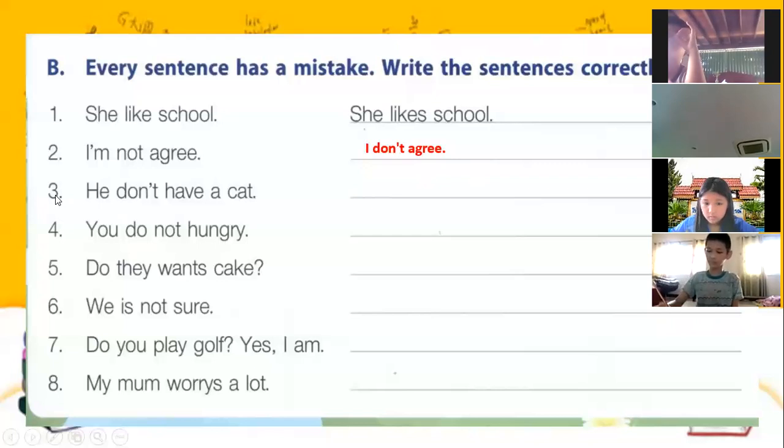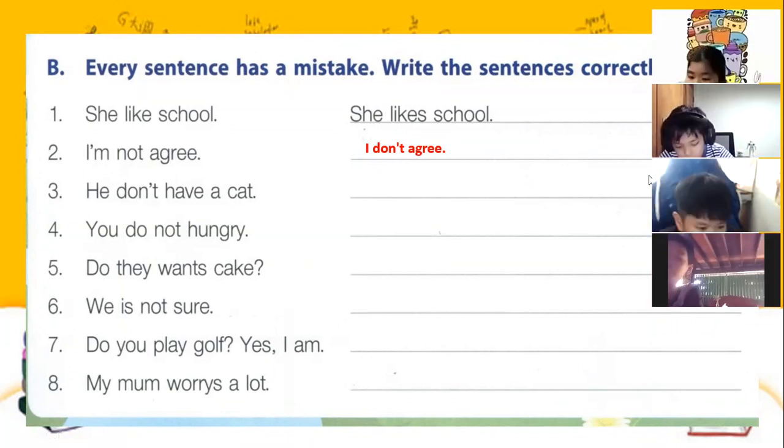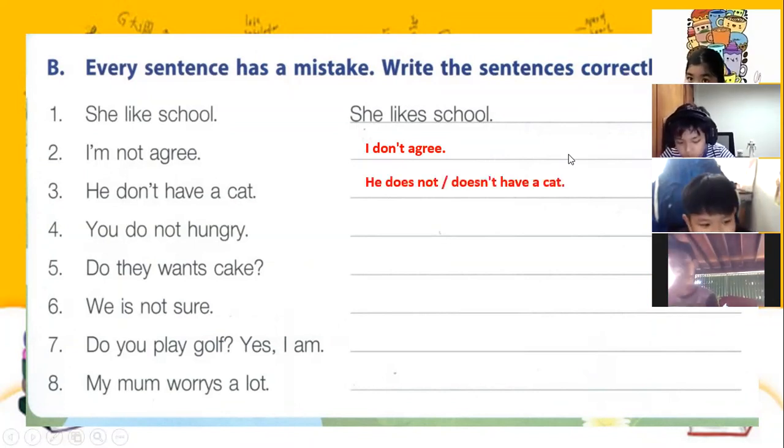Okay, now sentence number 3. We have, he don't have a cat. I think it's he doesn't have a cat. Very good. He doesn't have a cat, because for he, she, it, we use does.